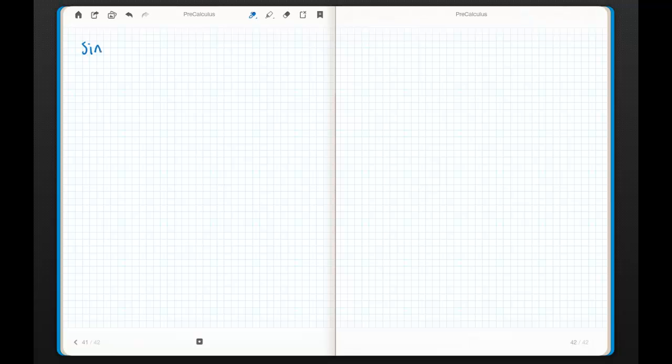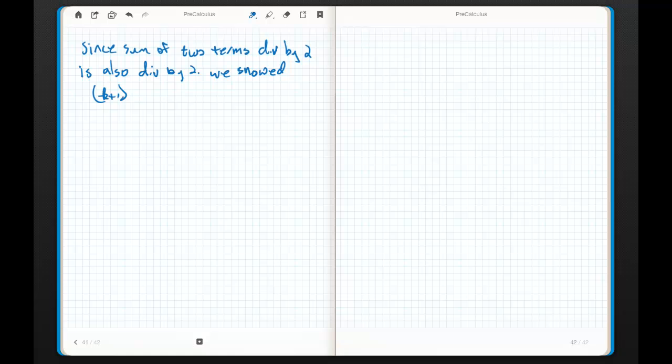Since the sum of 2 terms divisible by 2 is also divisible by 2. Think of it as factoring out a 2. Also divisible by 2. We have shown that k plus 1 squared plus k plus 1 is divisible by 2. QED.